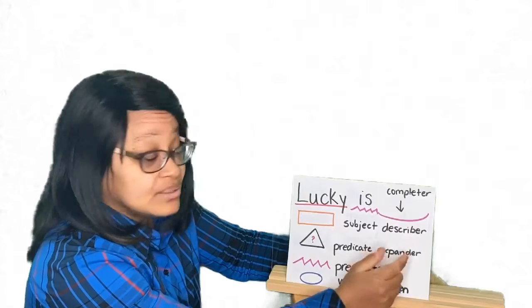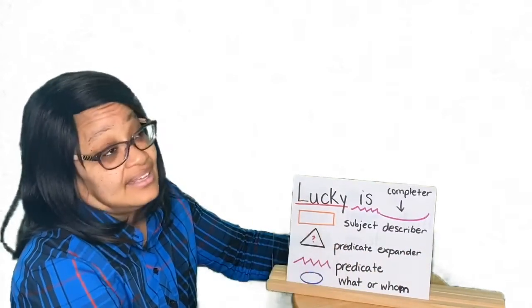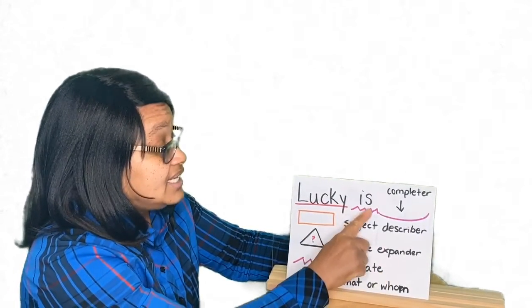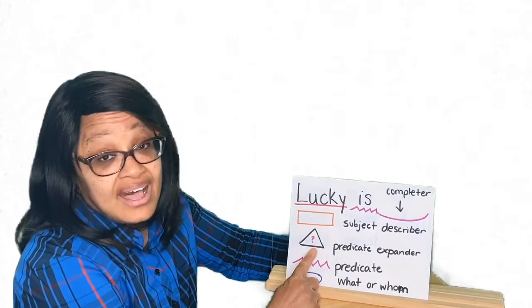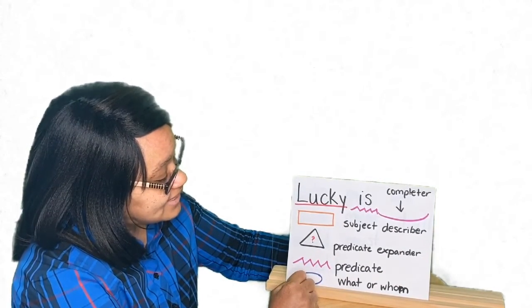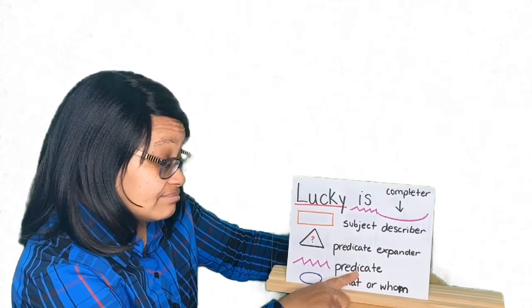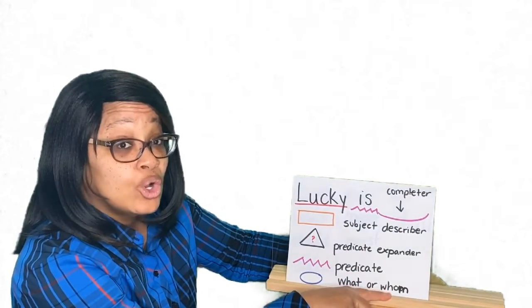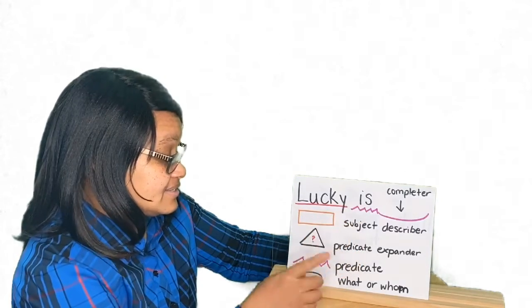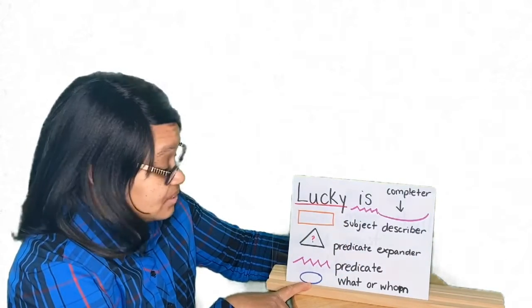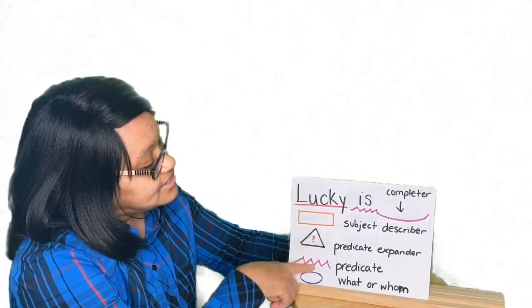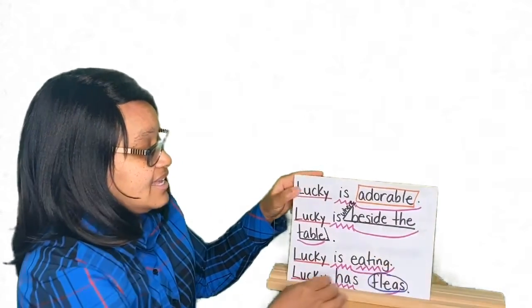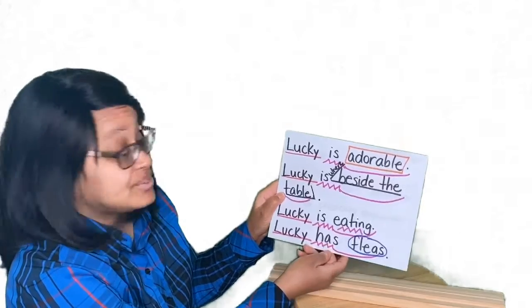Lucky is fat, or Lucky is adorable. Maybe we're going to connect it to a predicate expander. Lucky is where? Outside. Or maybe we're going to connect it to a predicate. So Lucky is running. Or we can connect it to a what or a whom. So Lucky is what? A collie or a bulldog. So when we look at linking verbs, we can see how they help us to make better sentences.